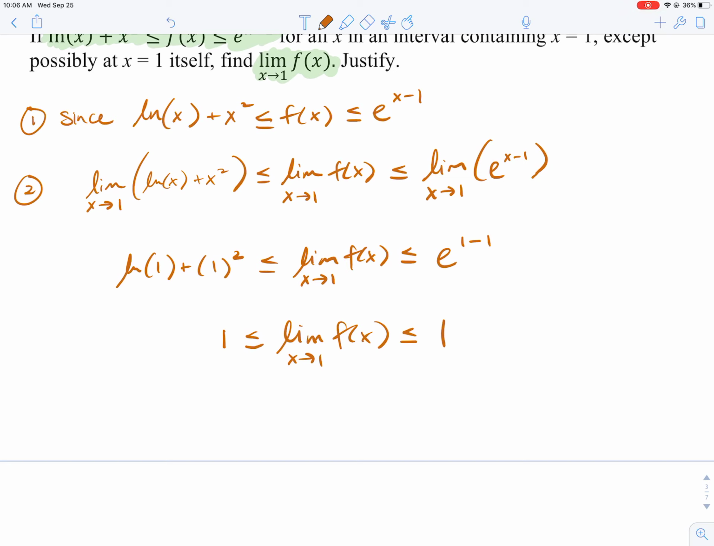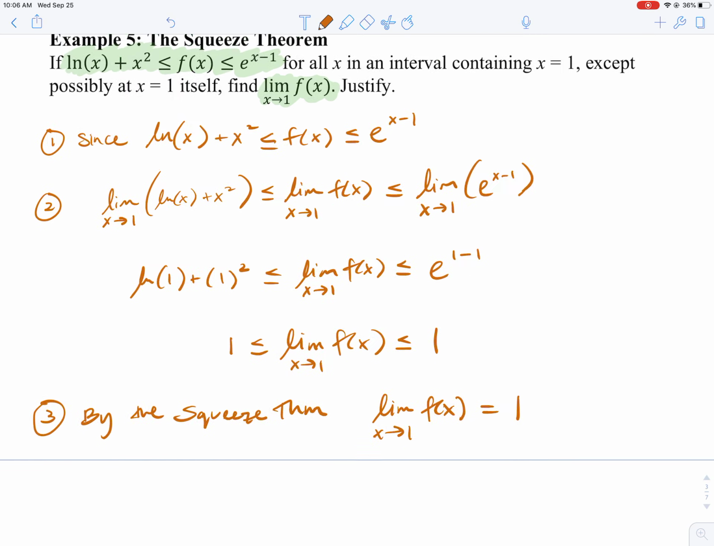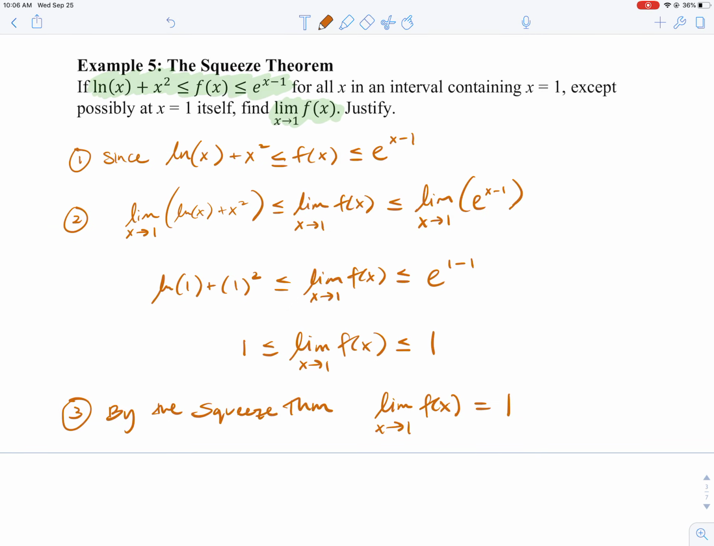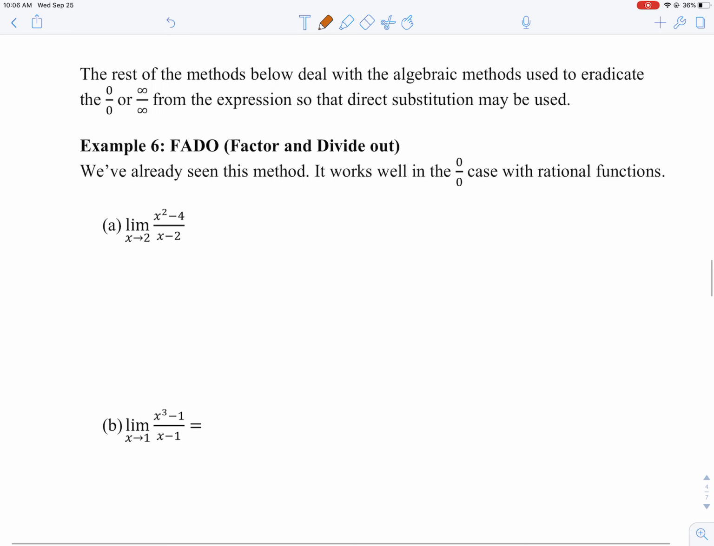And then e to the 0th power will also be 1. So that means that by the squeeze theorem, the limit as x approaches 1 of f of x has to be equal to 1. Done. So just follow those 3 steps. That's your justification for what that limit is.